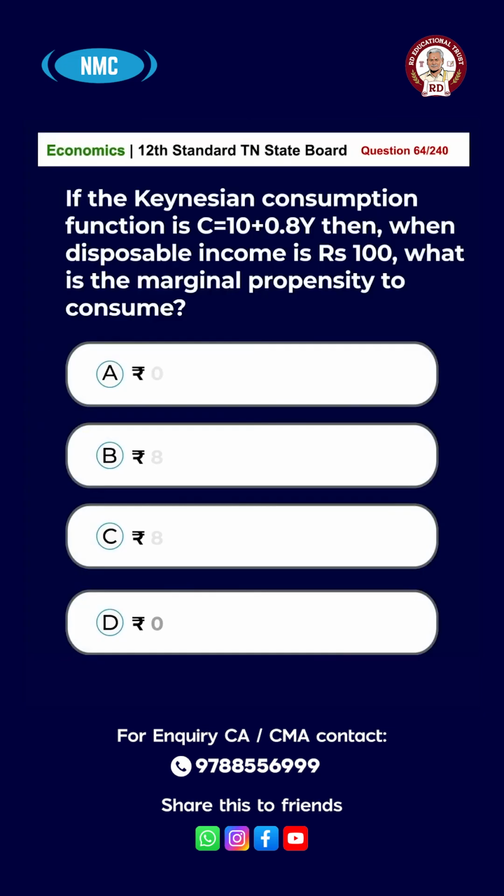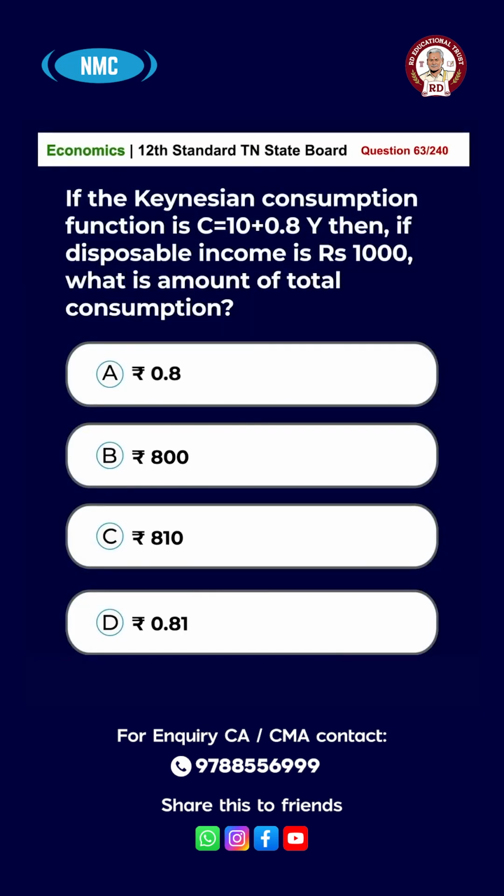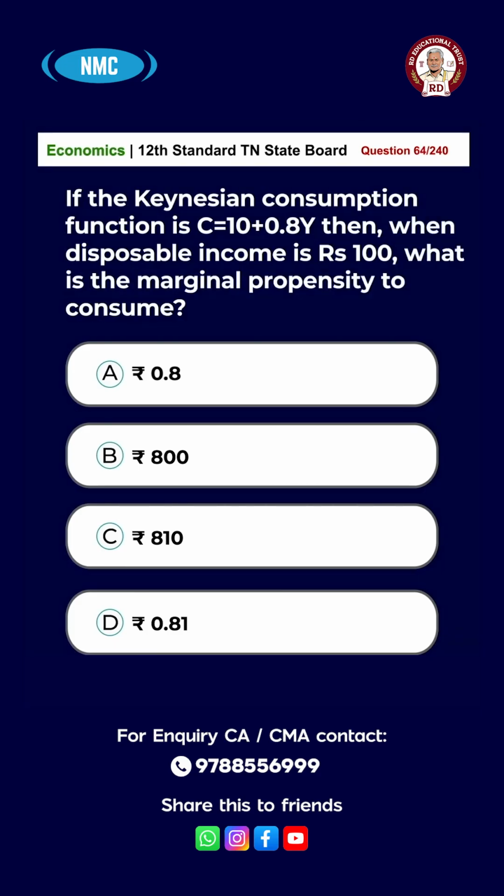Question number 64. If the Keynesian consumption function is C equal to 10 plus 0.8y, then when disposable income is rupees 100, what is the marginal propensity to consume? Option A, 0.8, B, 800, C, 810, D, 0.81. The answer is option A, 0.8.